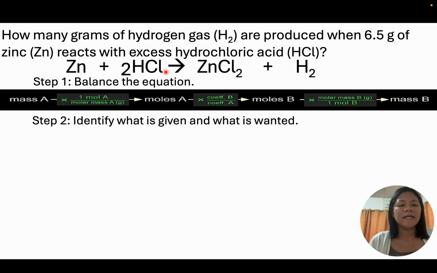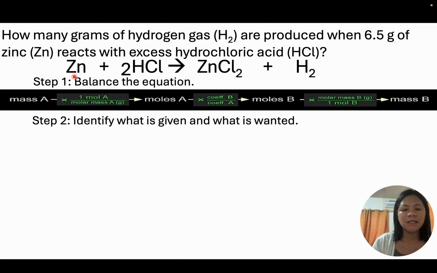So take note, this is our formula. Step 2, identify what is given and what is wanted. Again, our given is 6.5 grams of zinc, and what we are looking for is grams of hydrogen gas. So we'll only be looking at the hydrogen part, which as you can see is 1, and the zinc part, which is also 1. So our steps are relatively easy now.